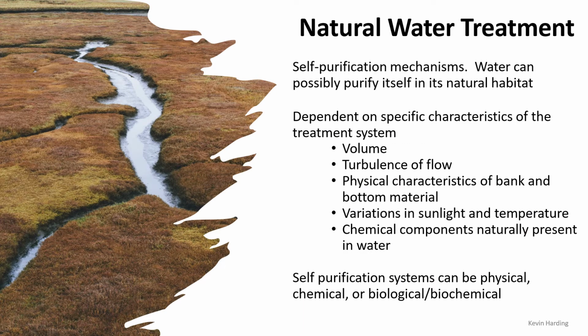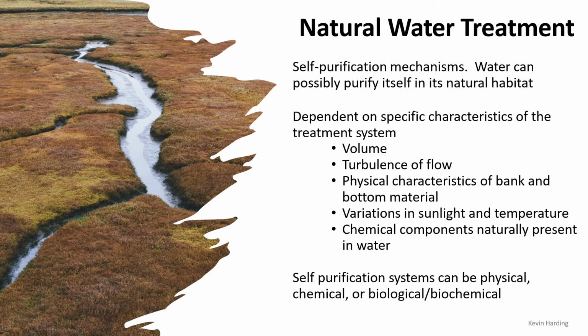So this natural treatment, this natural purification treatment, can just simply be a matter of leaving something over time. And the natural degradation processes can help, or microorganisms in that water or in the soil, in the natural environment, will take care of that natural water treatment. So as we say on the slide, it's a self-purification mechanism. It can possibly purify itself just because of its natural habitat and the organisms that live there. It's obviously dependent on various characteristics.